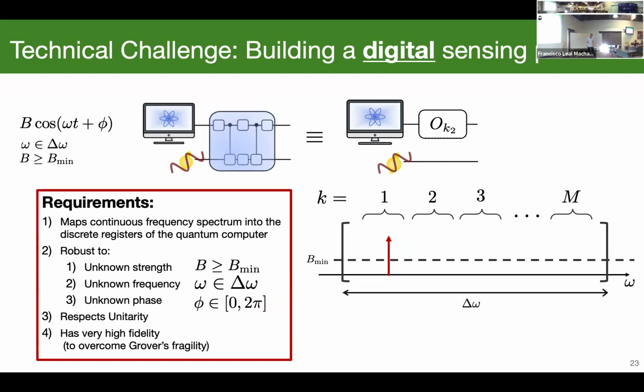That's the robustness. And I have to do it in a way that both respects unitarity, because I want this to be a primitive in a quantum algorithm, but also something that has high fidelity. So I can make sure that after I run this many times, I can still perform the protocol.